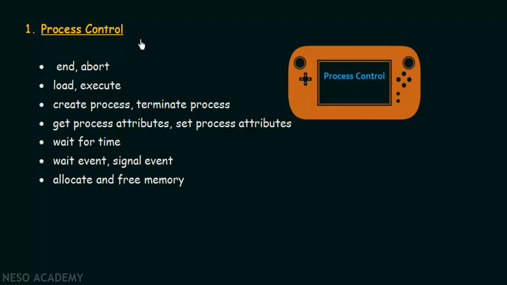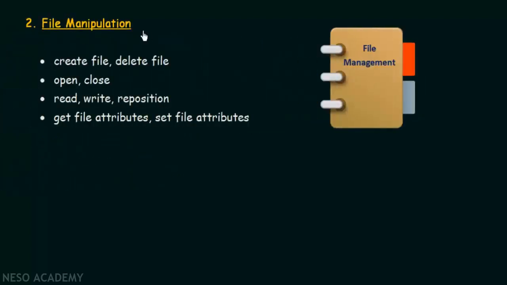Alright, so now let's go to the second one. The second one is file manipulation or file management. These are the system calls that are used for manipulating or managing your files. For example, we have create file and delete file, that are used for creating and deleting files. Then we have open and close for opening and closing files. Then we have read, write and reposition. Then we have get file attributes and set file attributes.